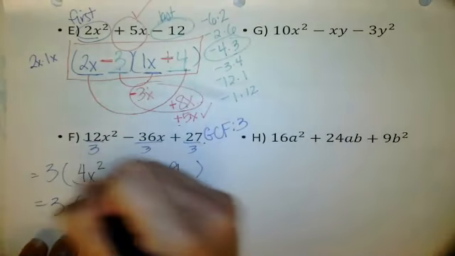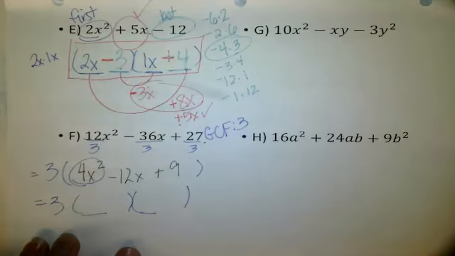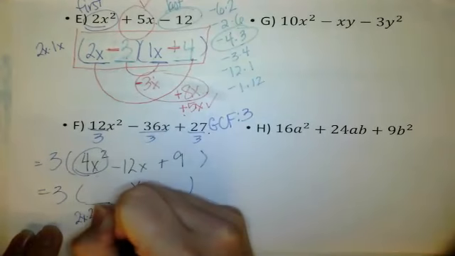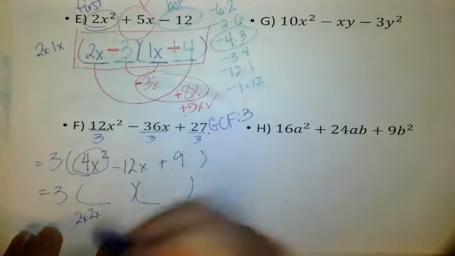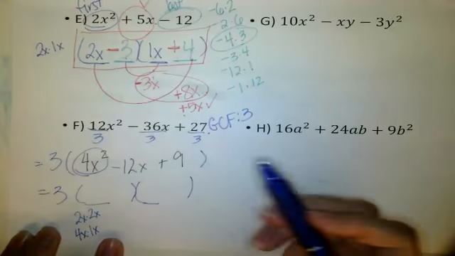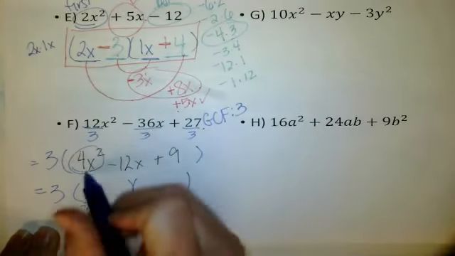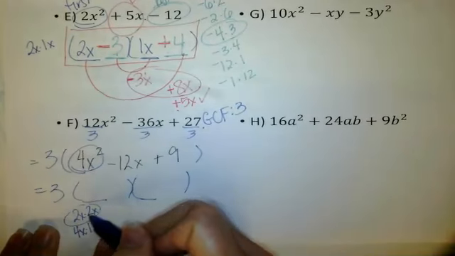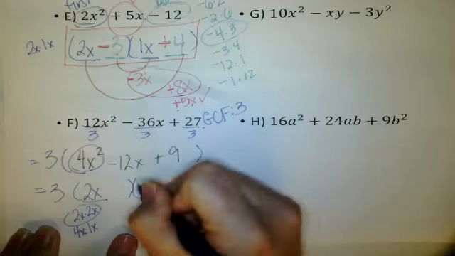Now, first times first has to be 4x squared. What times what is 4x squared? 2x times 2x. That's an option. Is there another option? 4x times 1x is another option. This is what we call a perfect square, and I'm always going to start there if I can. So 2x times 2x.